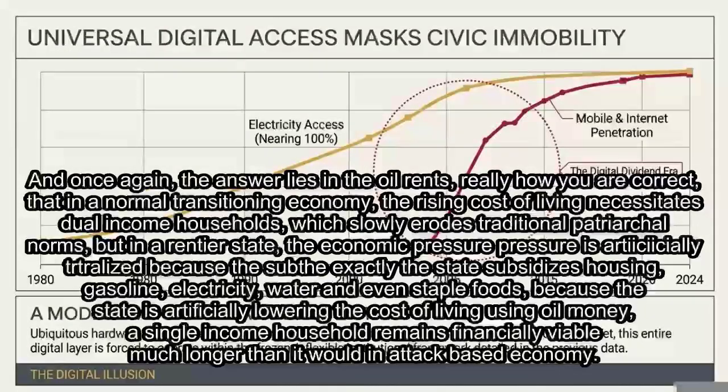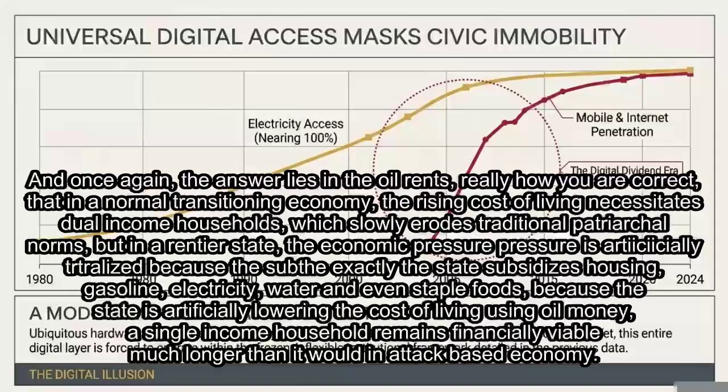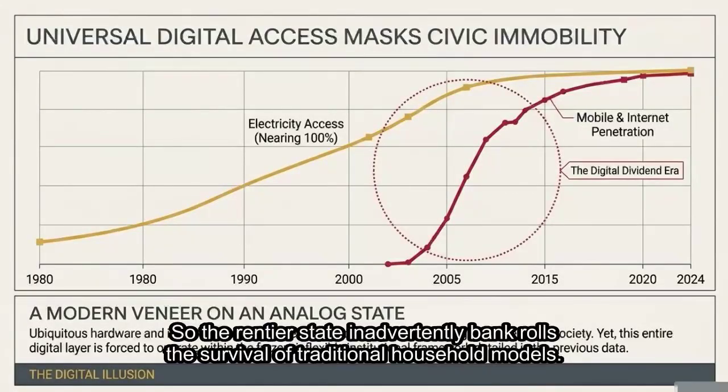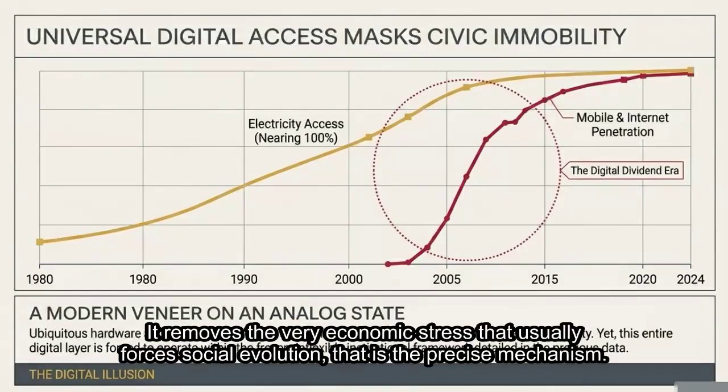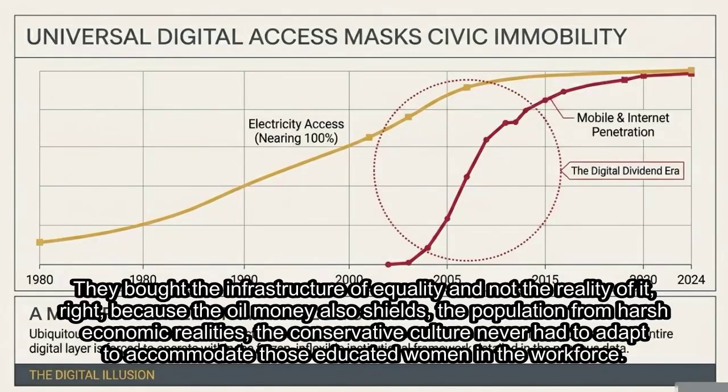You've hit on the exact mechanism of the paradox, and once again, the answer lies in the oil rents. Really? How? You are correct that in a normal transitioning economy, the rising cost of living necessitates dual-income households, which slowly erodes traditional patriarchal norms. But in a rentier state, the economic pressure is artificially neutralized. Because of the subsidies. Exactly. The state subsidizes housing, gasoline, electricity, water, and even staple foods. Because the state is artificially lowering the cost of living using oil money, a single-income household remains financially viable much longer than it would in a tax-based economy. Wow. So the rentier state inadvertently bankrolls the survival of traditional household models. It removes the very economic stress that usually forces social evolution.